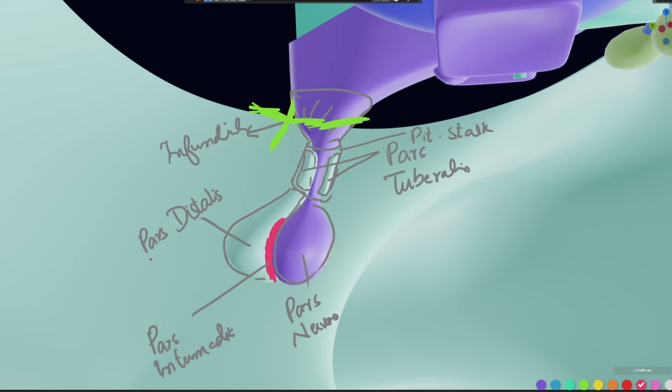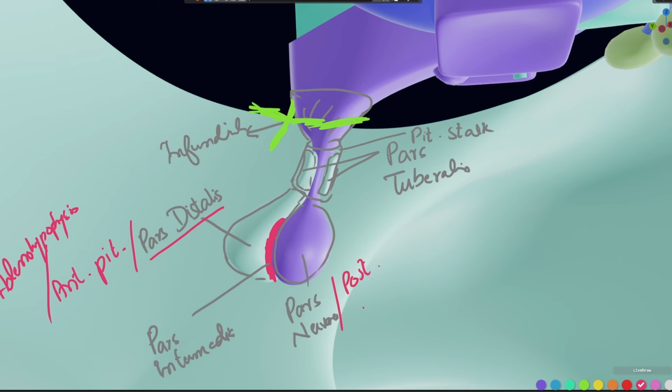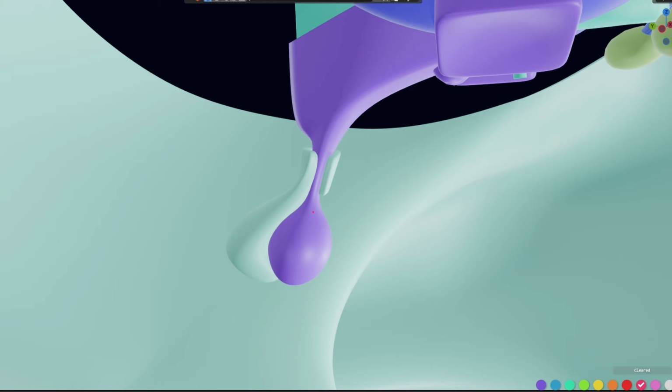Here I would also like to mention that pars distalis has other names. It is also called the anterior pituitary, and it is also called adenohypophysis. Right, and pars nervosa is also called the posterior pituitary, and it is also called the neurohypophysis. I think that is all about the development of the pituitary gland.